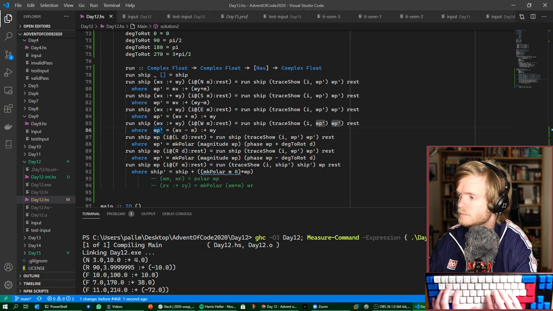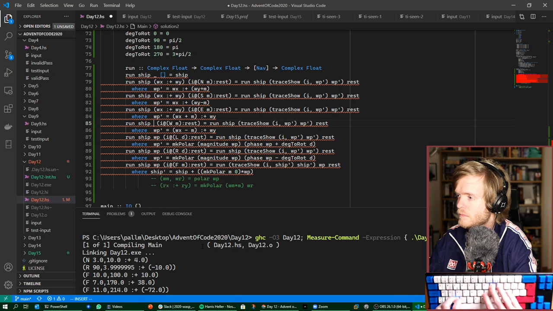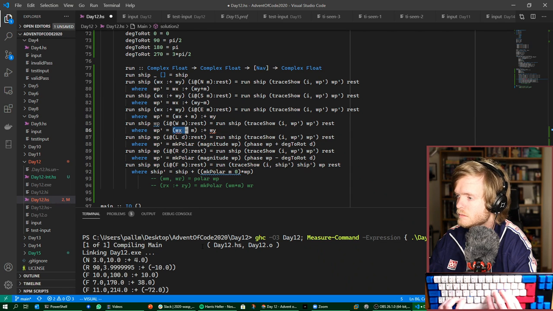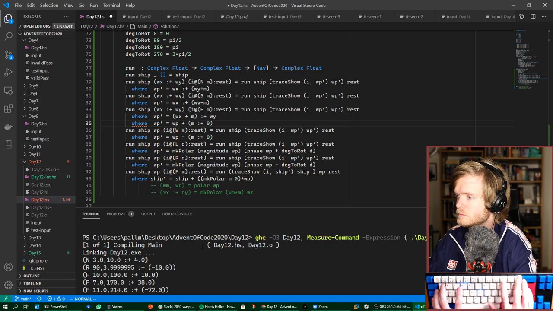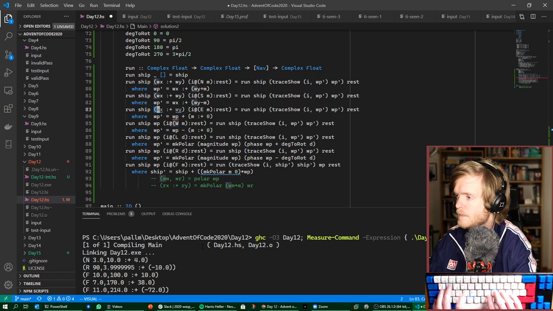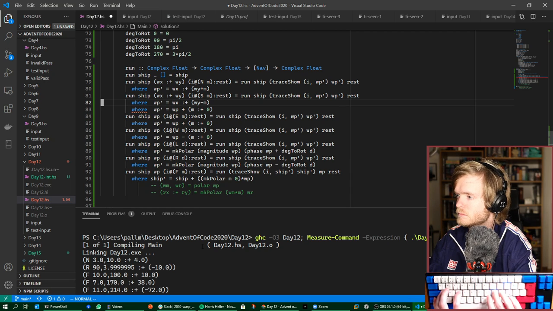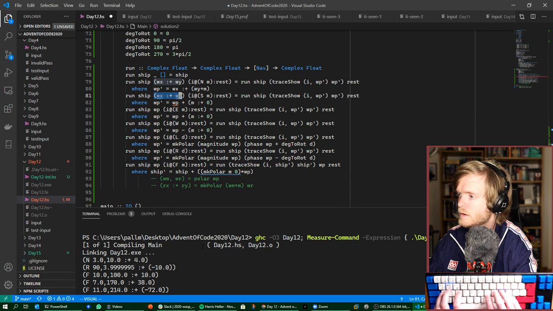So this VP here, VP prime is going to be VP minus, west is minus M plus 0. So this is gonna be VP is this. And then we don't need to pattern match or anything. I like writing it that way better.